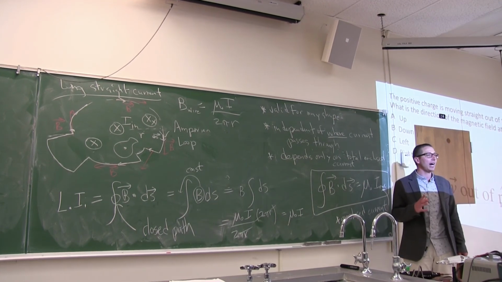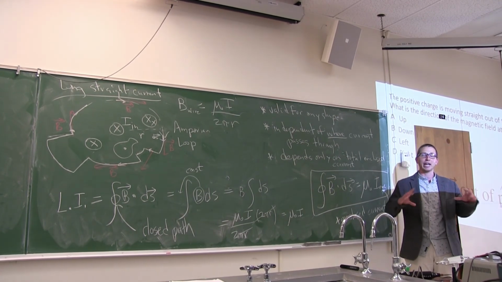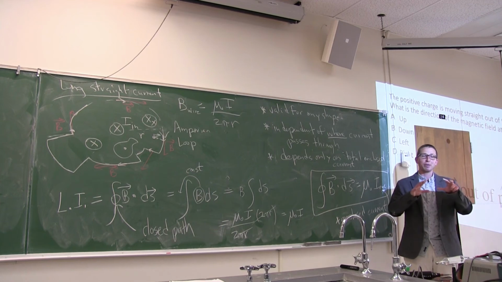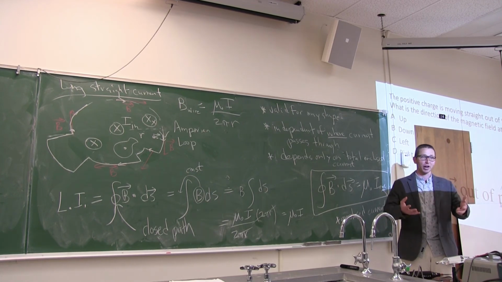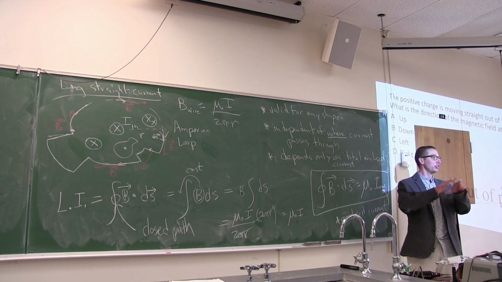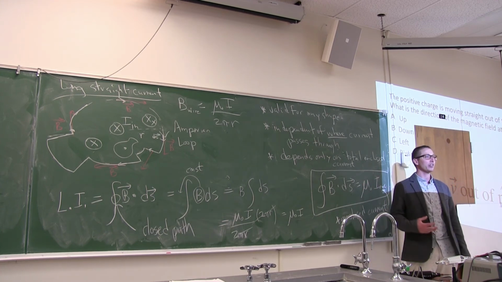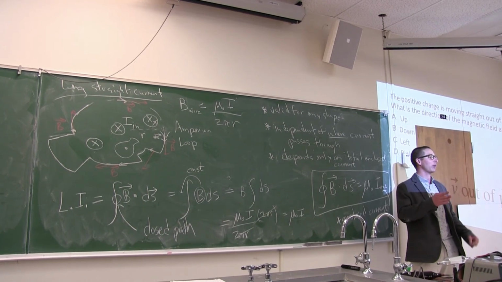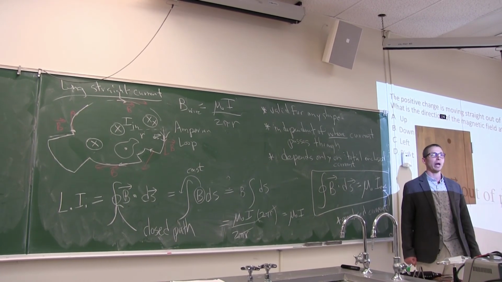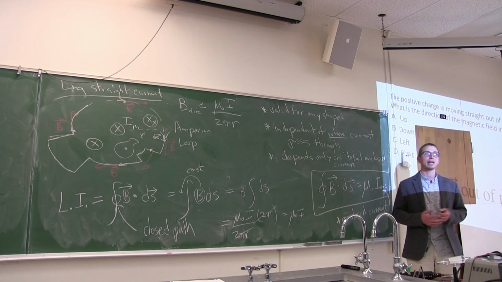Just like in Gauss's law, you can have positive and negative charge inside a Gaussian surface. But the only thing that matters is the net amount of charge, the net enclosed charge inside that Gaussian surface. So the only thing that matters for Ampere's law is the net enclosed current. And you can have positive current or negative current, depending on which way the current is flowing with respect to the Amperian loop.